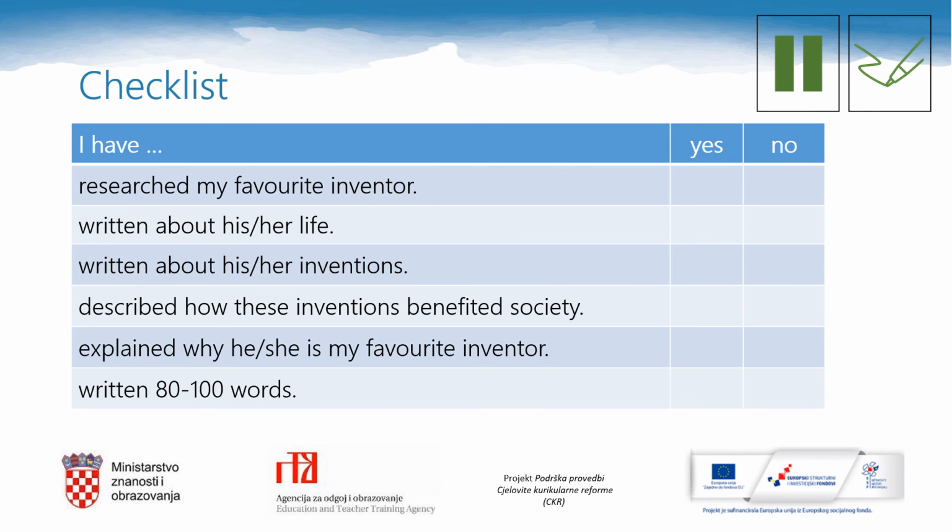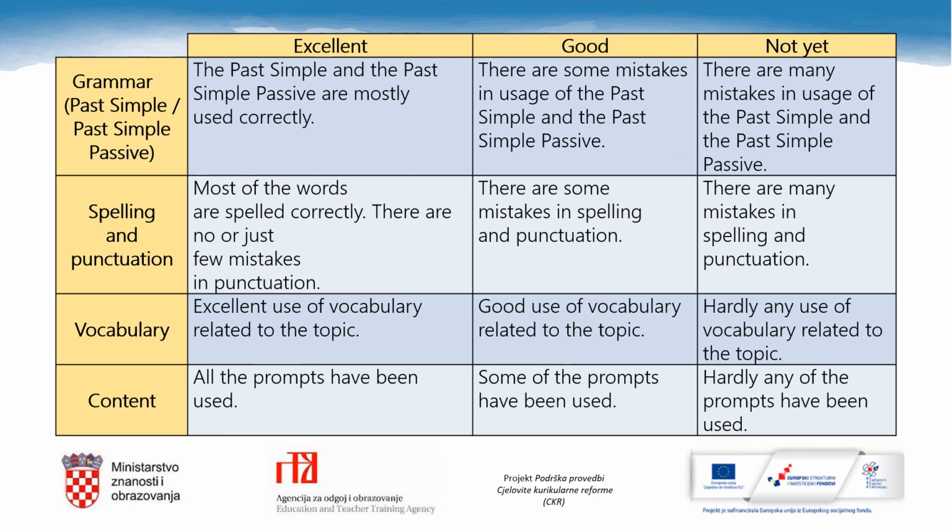You can use this checklist as help. I have researched my favorite inventor. I have written about his/her life. I have written about his/her inventions. I have described how these inventions benefited society. I have explained why she is my favorite inventor. And I have written 80 to 100 words. You can also take a look at this chart and check your grammar, spelling and punctuation, vocabulary, and content. Good luck!